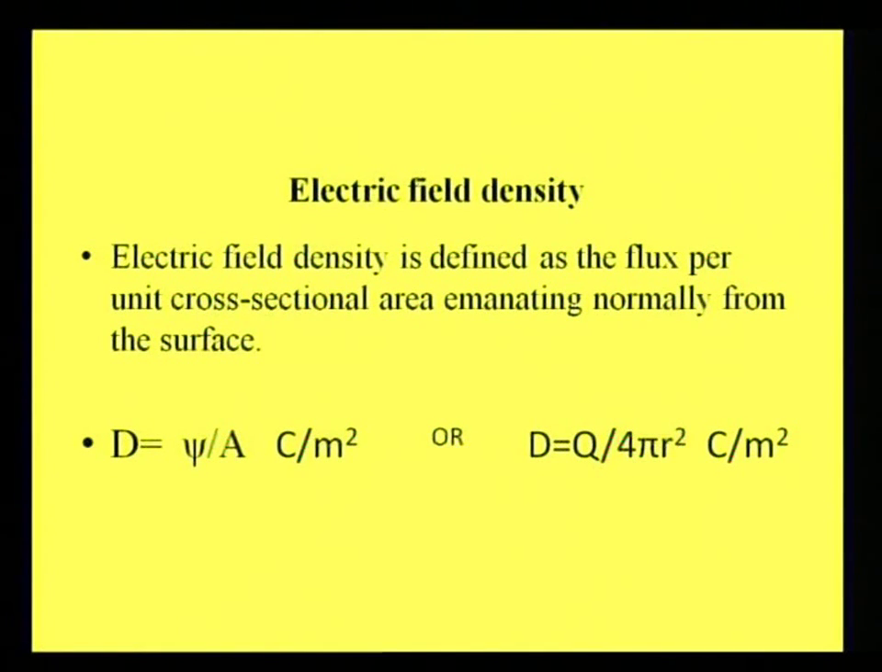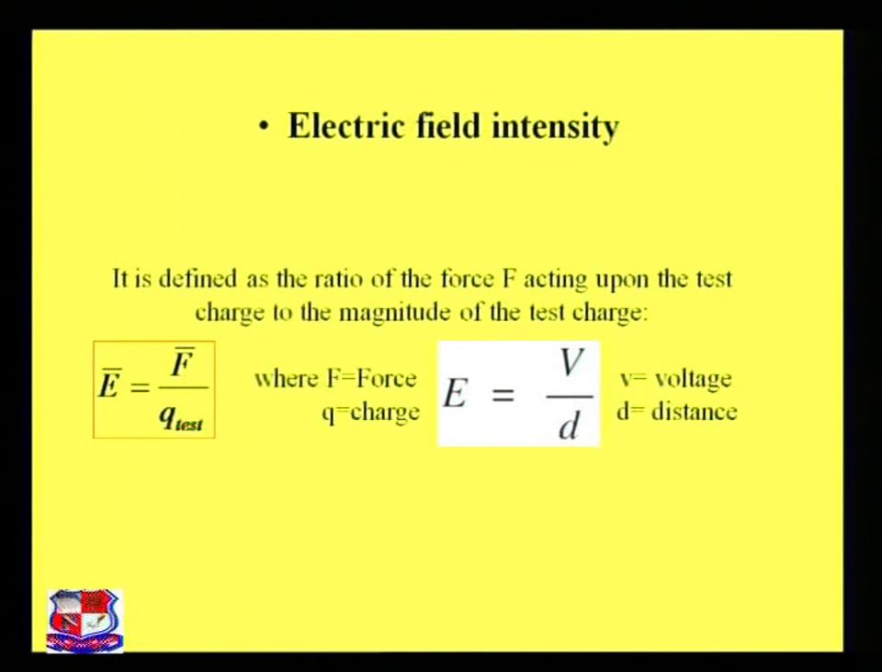Now, electric field density. Electric field density is defined as the flux per unit cross-sectional area emanating normally from the surface. It means D equals psi by A, where psi is the flux and A is the area, and the unit of electric field density is coulomb per meter square, and the unit of electric field intensity was volts per meter.